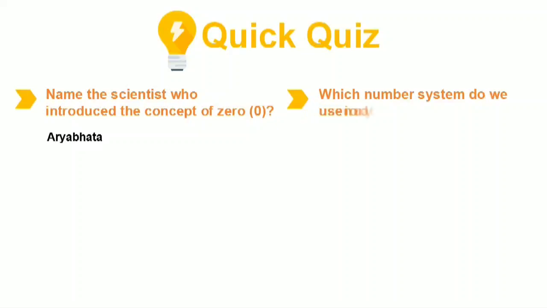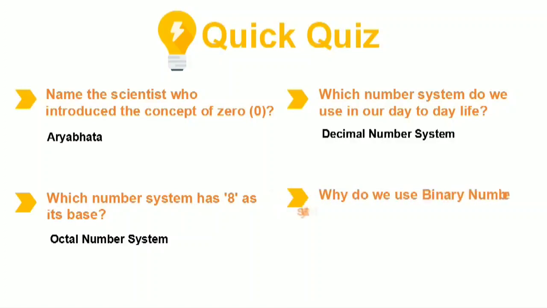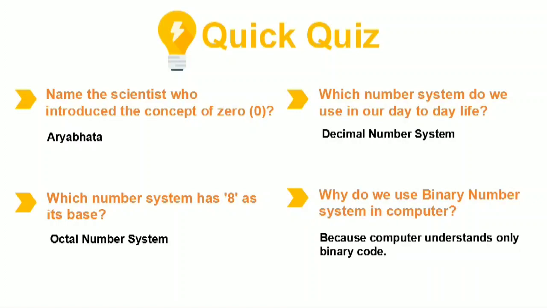Which number system do we use in our day-to-day life? Decimal number system. Which number system has 8 as its base? Very easy. Octal number system. Why do we use binary number system in computer? Because computer understands only binary code.